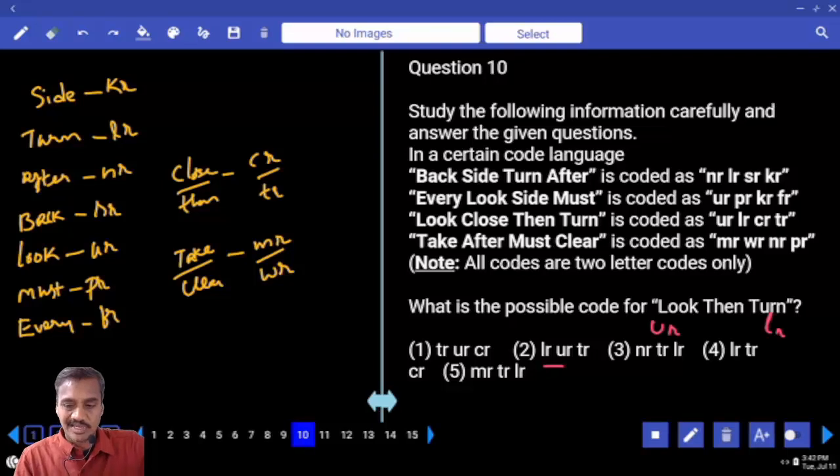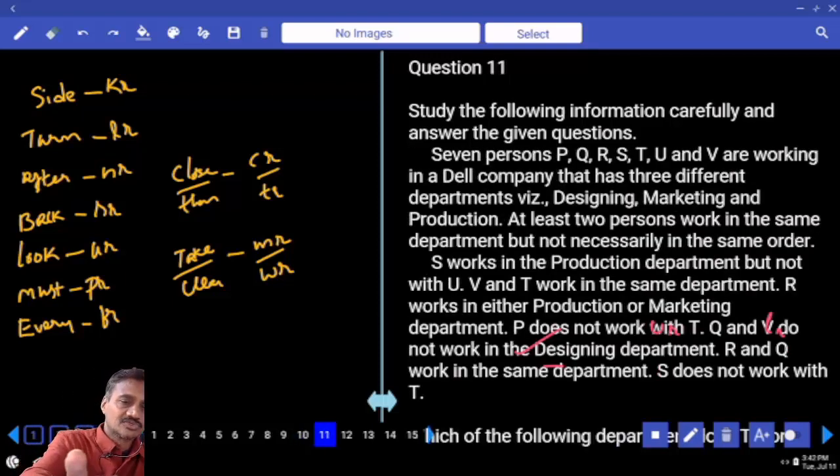And yes, UR LR TR is not given here, hence it must be the code to the word. Clear? Then next one, 11 onward.